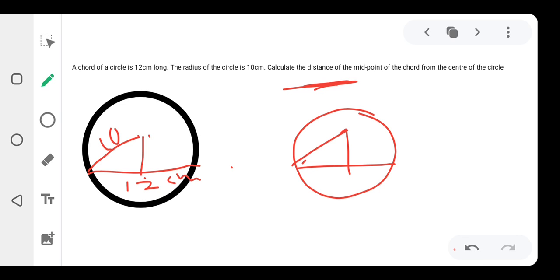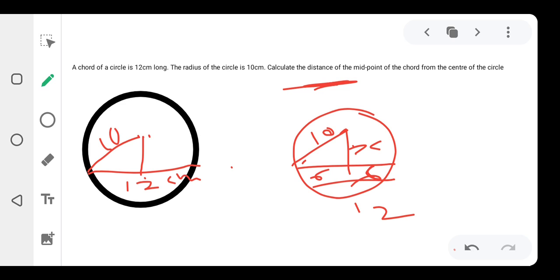So this is 10, and from here to here, they said it is 12. But now I can decide to split it into two and say this is 6 and 6. You understand? It's still the same as the length of the chord. So if this is 6 and 6, it means I can easily get this part. Let me call this one x.